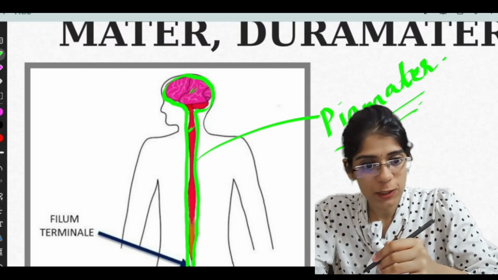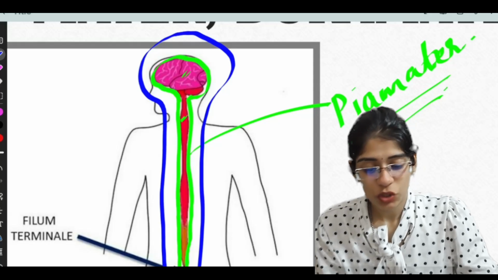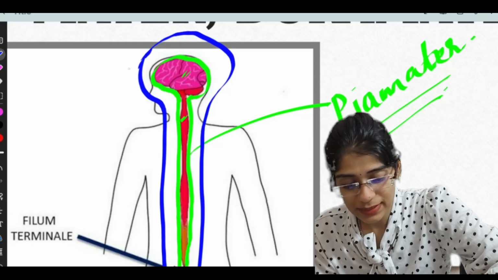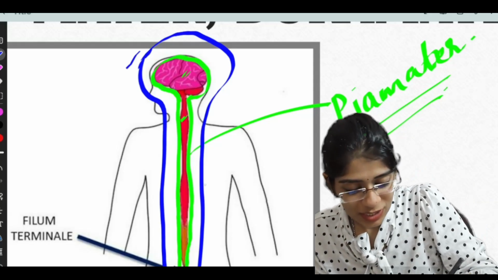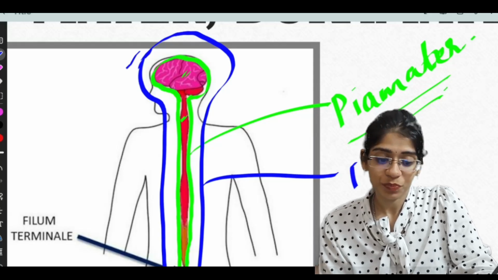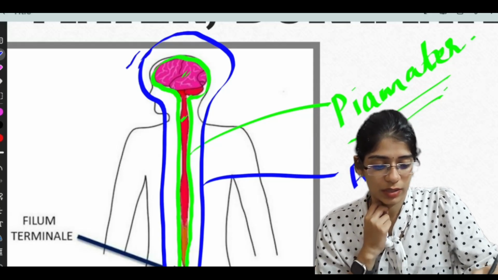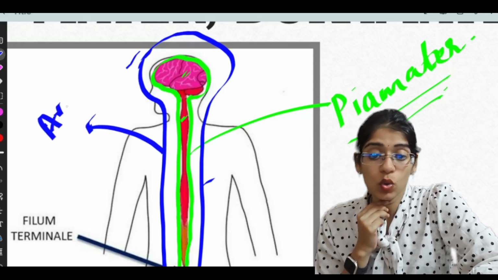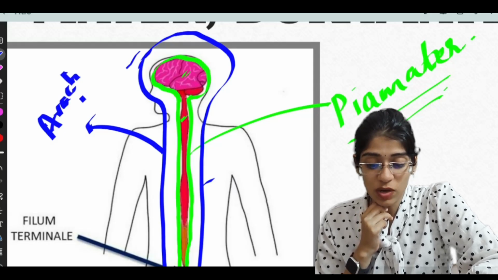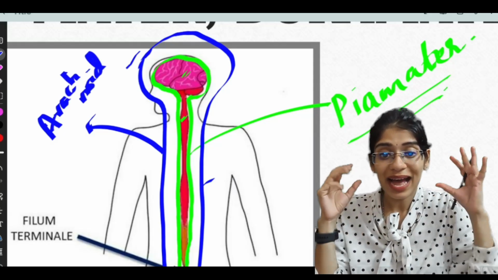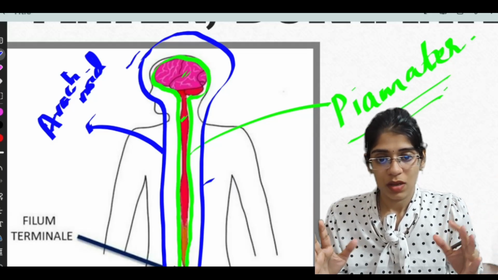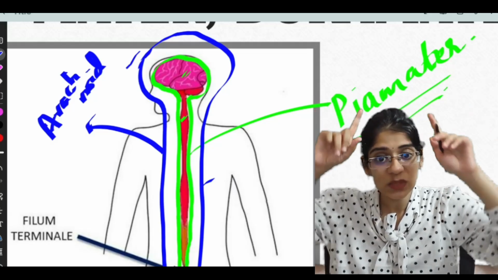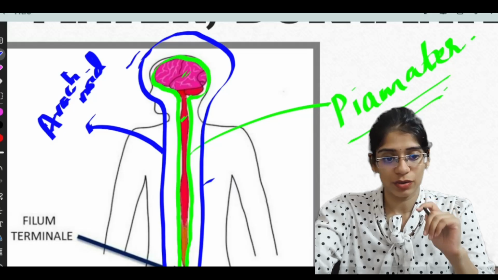Now after this, I have drawn one layer in blue. See this layer? Yes, this layer. This layer is called what, guys? Very good. Okay, my face is covering that region. So yeah, this blue color that I have drawn represents your arachnoid mater. That is, after pia mater, which layer comes in the meninges? It is arachnoid mater. Very good.